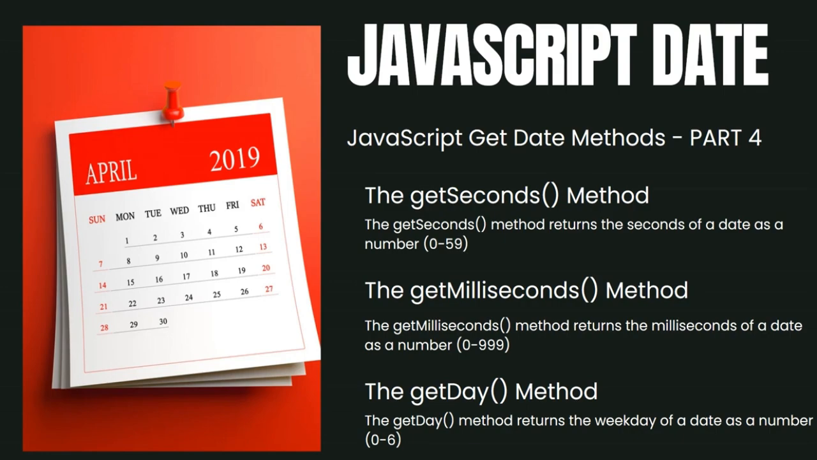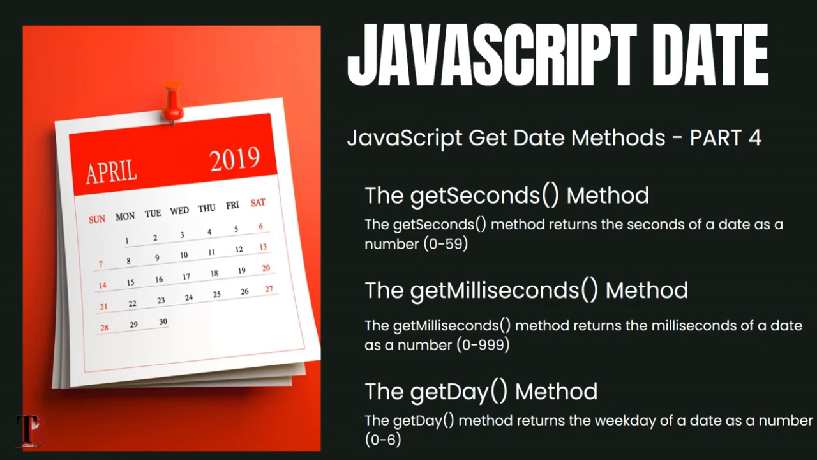So we've been talking about the get date methods: get full year, get hours, get date, get day, and some other get date methods. In this particular video, we are going to be talking about another three get date methods. The first one is the get seconds method. The get seconds method returns the seconds of a date as a number from 0 to 59.